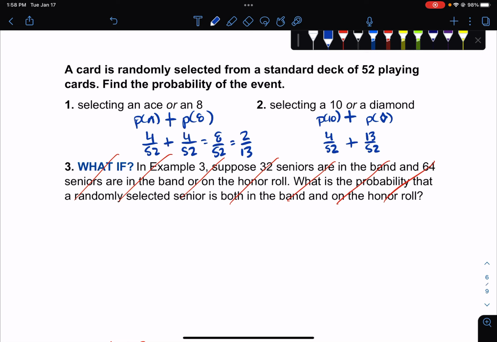Are there any diamonds that are also 10s? And the answer is yes. There's one of them. There's the 10 of diamonds, right? So I've got to minus 1 out of 52 since it showed up in both categories. So 4 plus 13 is 17, minus 1 is 16 out of 52, which I think we did earlier already, right? Doesn't that end up being 4 out of 13? So the probability of getting a 10 or a diamond is 4 out of 13, all right?